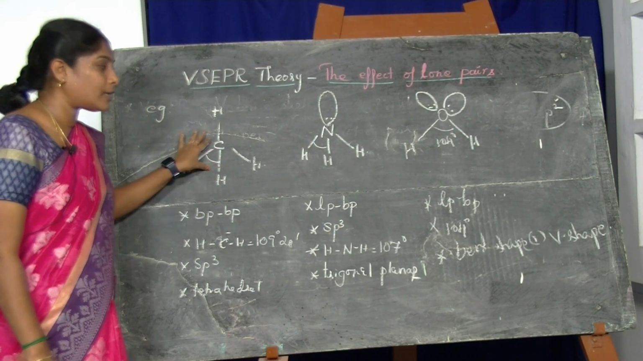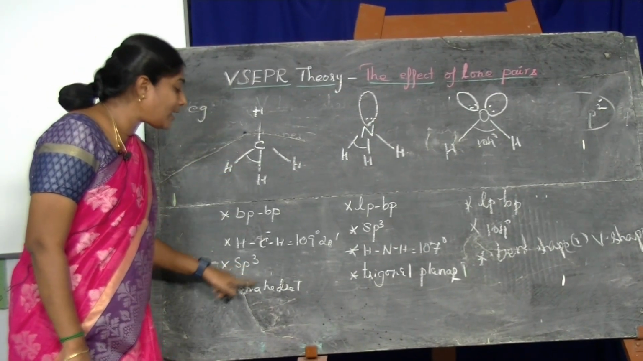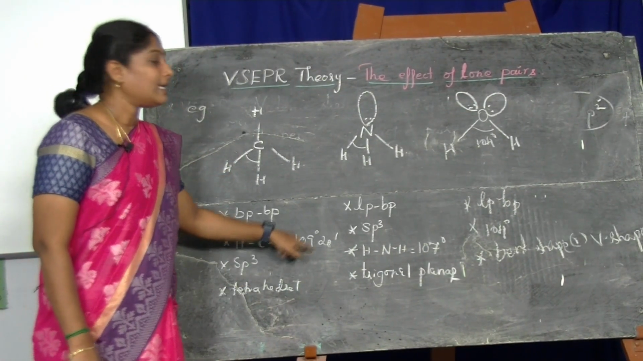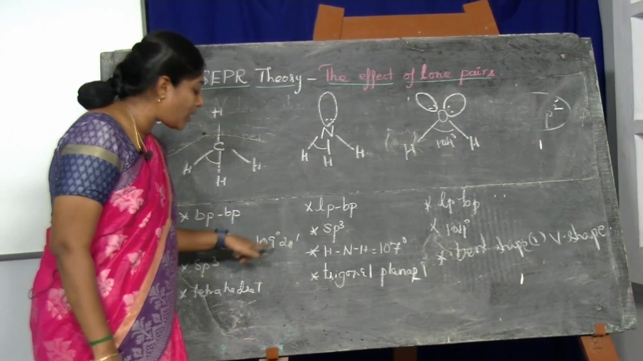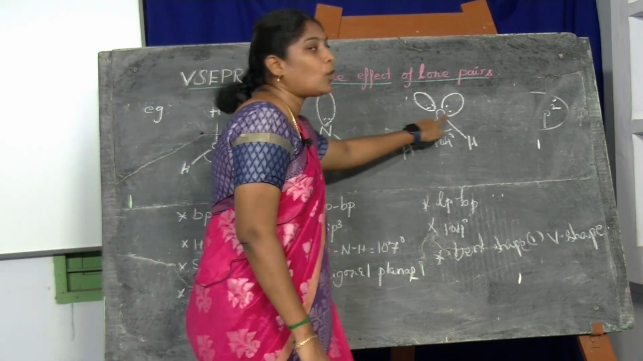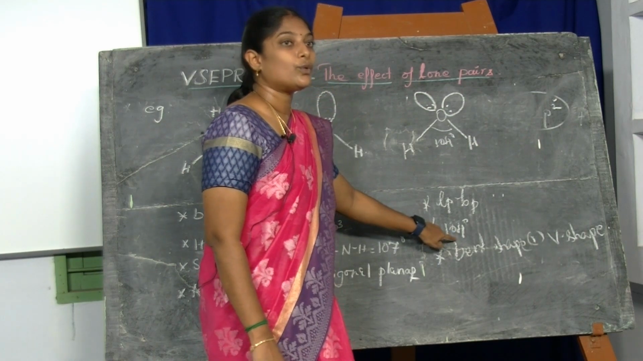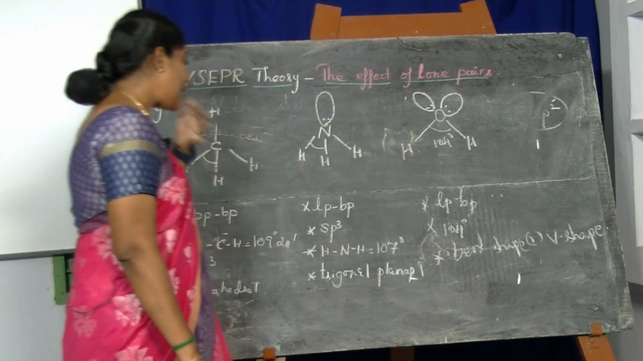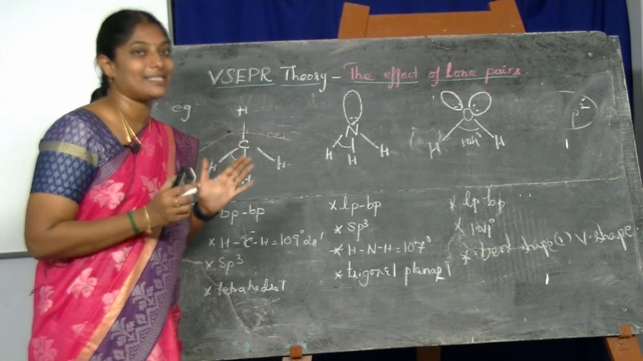Here there is no lone pair, so the bond angle is 109 degrees 28 minutes. Here there is one lone pair, so the bond angle decreases from 109 to 107. For this, there are two lone pairs, so here from 107 to 104. Therefore, we conclude that as the lone pairs increase, the bond angle decreases.